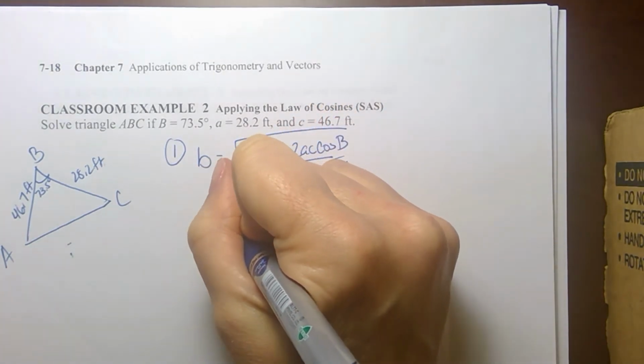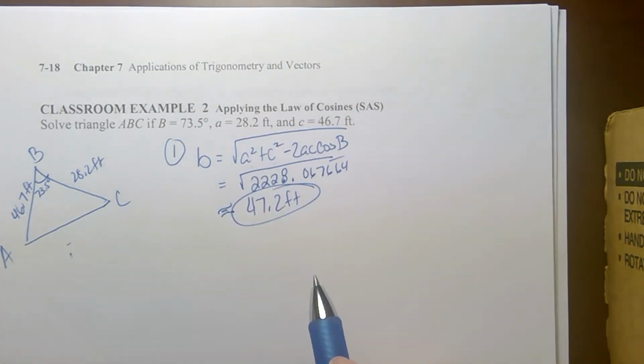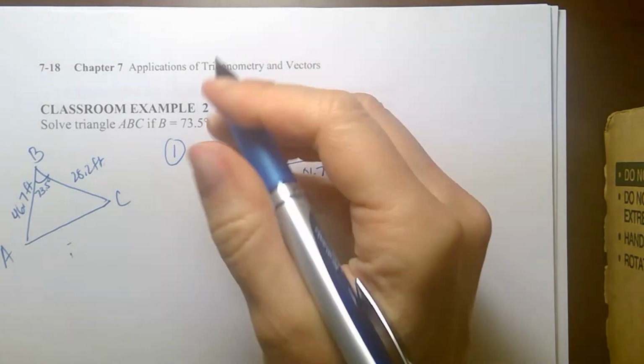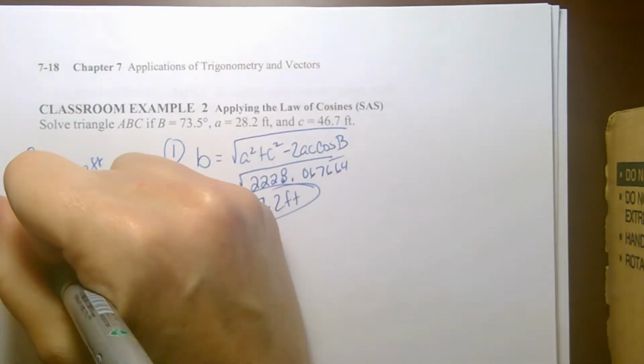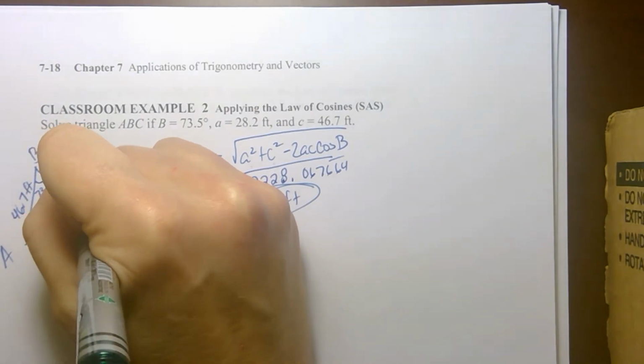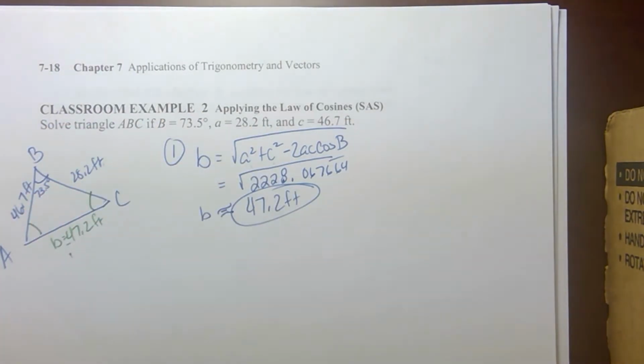And I'm going to round it to 3 significant digits again, so that I get side B is about 47.2 feet long. So now I know all 3 sides in my triangle. I know side B is about 47.2 feet. I need to find angle A and angle C.